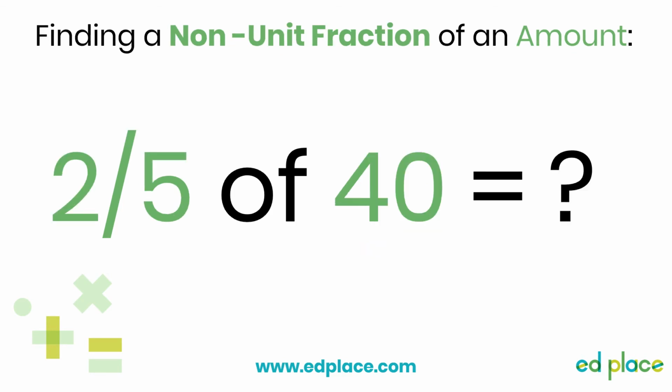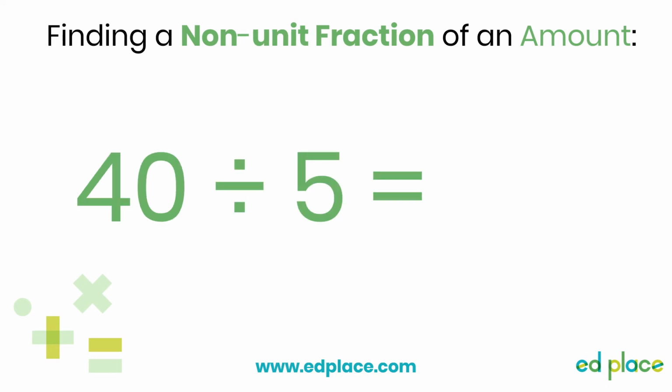Things get a bit trickier when we need to find a non-unit fraction, because our calculation will need 2 steps instead of 1. Non-unit fractions are fractions where the numerator is larger than 1. We're still going to start by finding 1/5, because our fraction has 5 as a denominator. To find 2/5 of 40, we first find 1/5 by dividing. This is step 1. 40 divided by 5 equals 8. So now we know that 8 is 1/5 of 40.